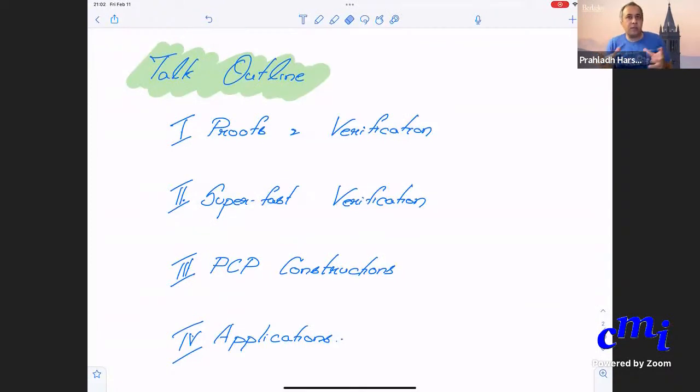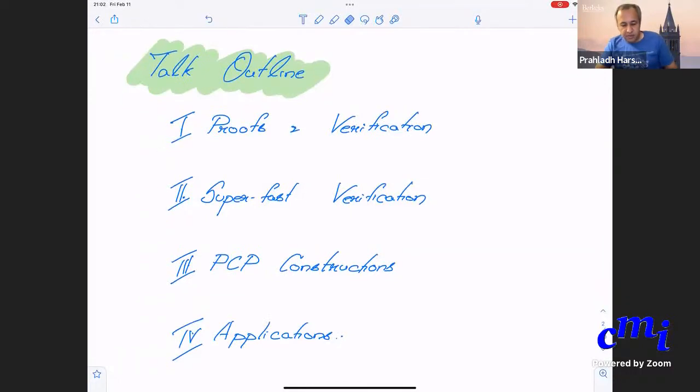And then once we develop this notion, we'll go on to discuss what it means to ask about super fast verification. This will lead us to the notion of probabilistically checkable proofs. We'll spend some time defining this notion and see how it's useful. We will then see some applications of probabilistically checkable proofs, as time permits. And I'll try to give a bird's eye view of how such super fast verification is obtained. So let's begin.